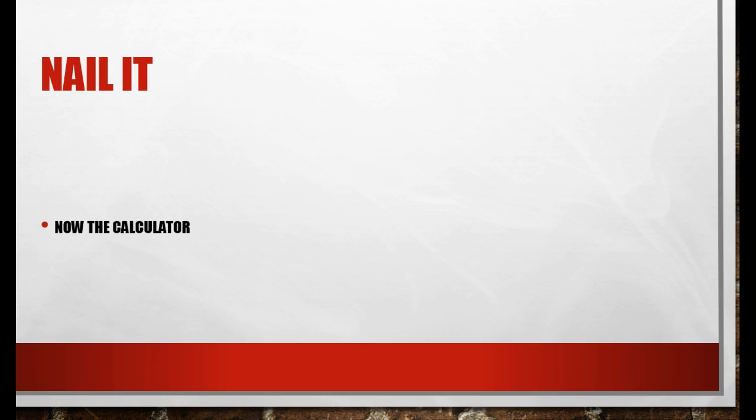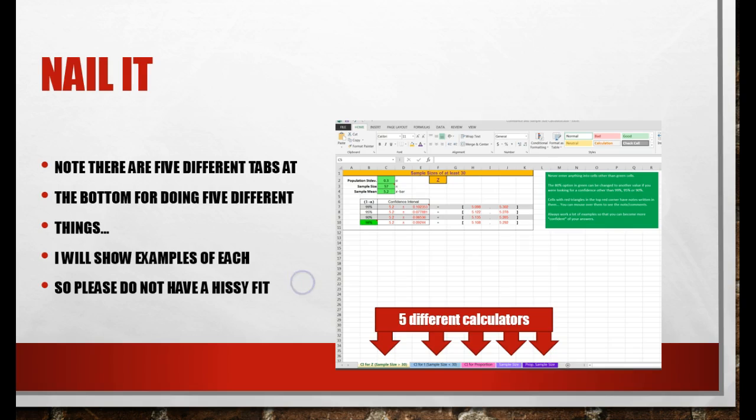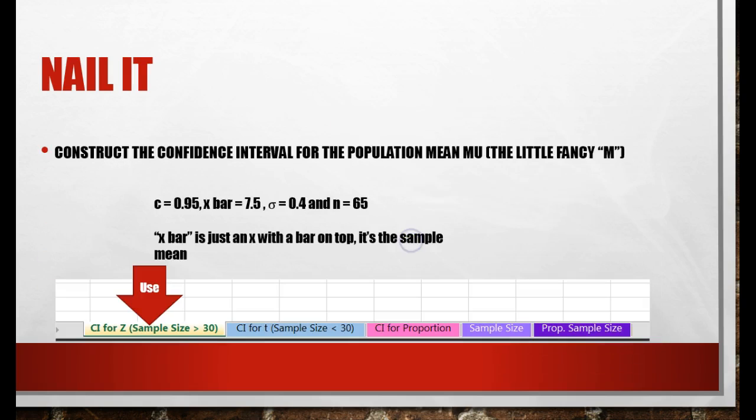Now, as far as the calculator goes, when we open it up, you'll notice there's 5 different tabs at the bottom. That's 5 different calculators. I'm going to show you examples of each. So please do not have a hissy fit and say, "Oh, I can't find this calculator." The tabs are at the bottom. All right? Let's work a problem.